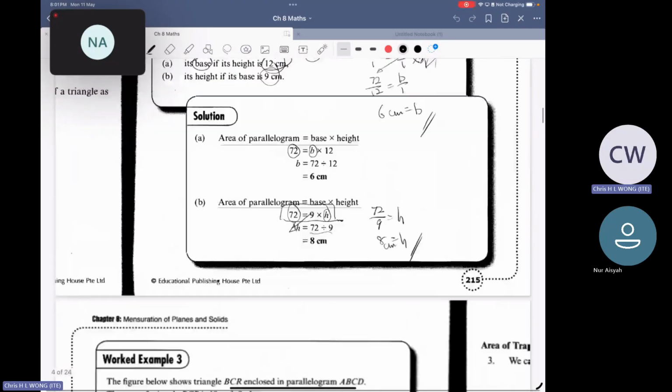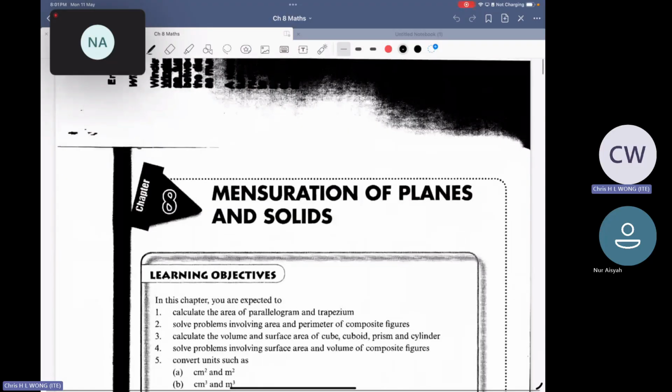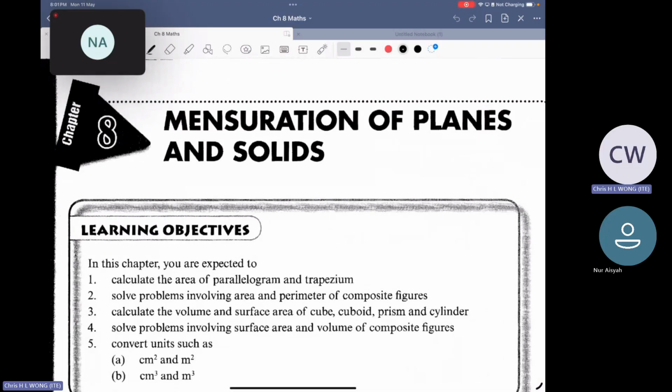Of all the chapters, chapter 8 is the toughest, I tell you. After that, you have chapter 9. Chapter 8 is the toughest, but it's still not difficult. You can manage. All of you can manage. Okay, mensuration. What's mensuration? Mensuration is just area and volume. So we have 2 more chapters. Chapter 8 now. After that, chapter 9 is the last one.